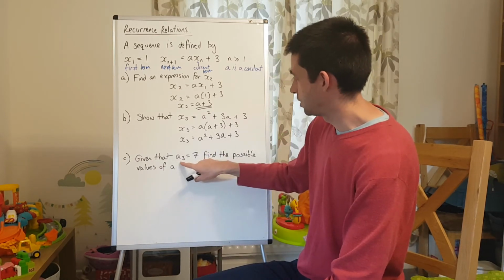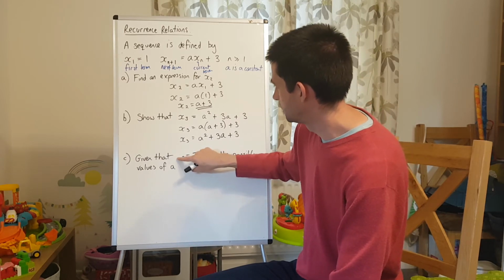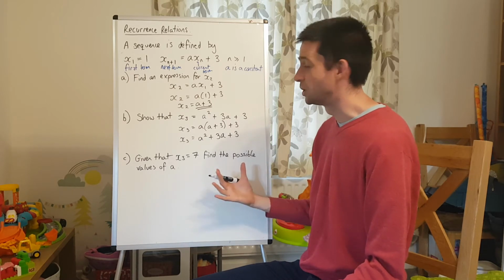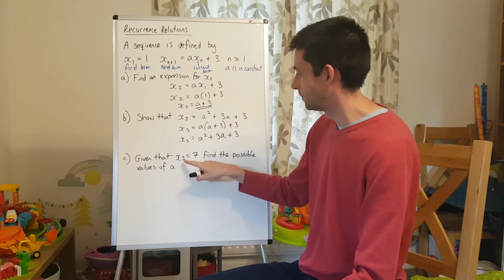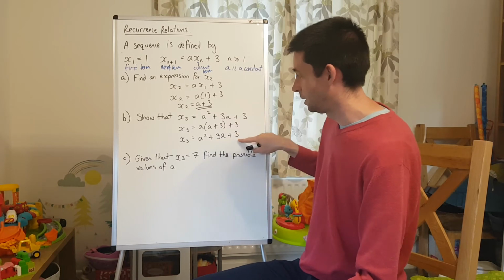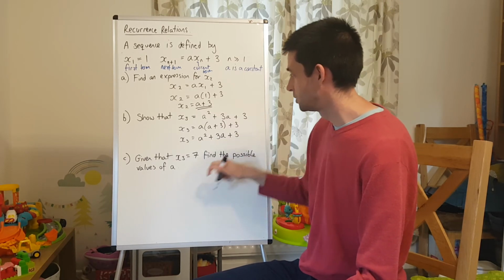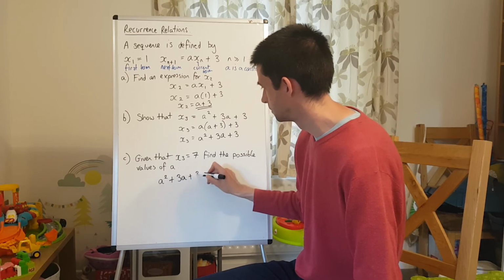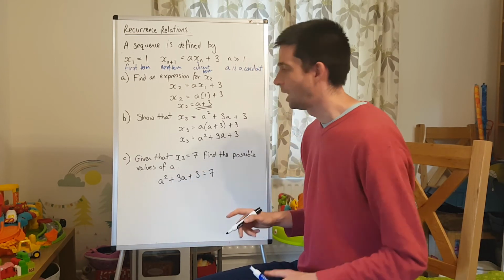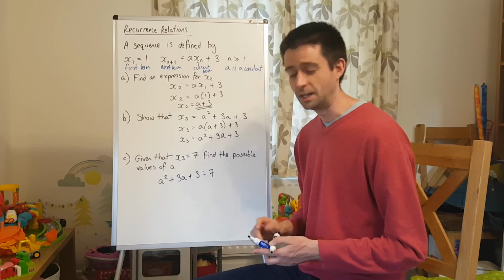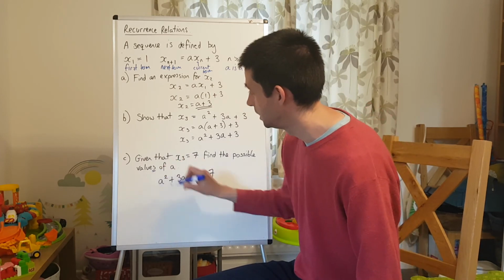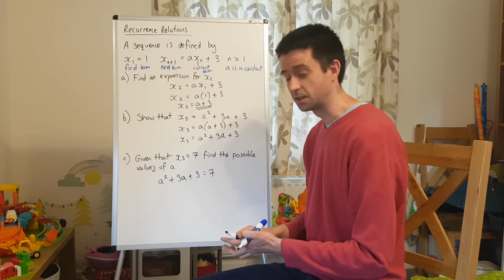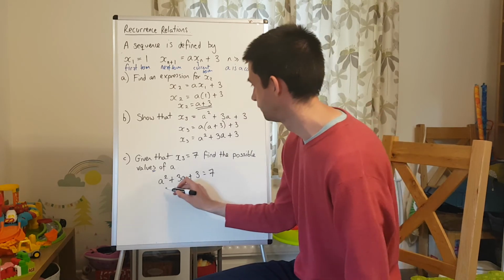Now, given that x3 equals 7, find the possible values of a. Right, x3 equals 7. Here's my expression for x3. So what I'm going to do is make that equal 7 and solve to find the possible values of a. Now that's important, that values means there's going to be more than one. Makes sense because the equation I've got here is a quadratic, so we're expecting to get two solutions here.